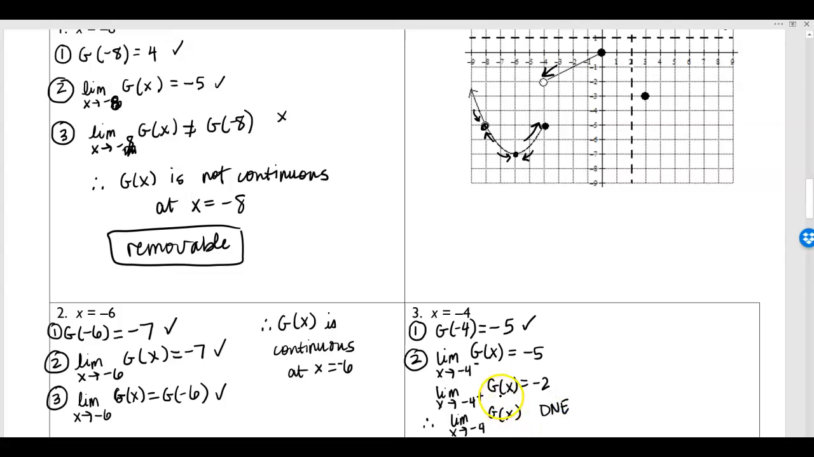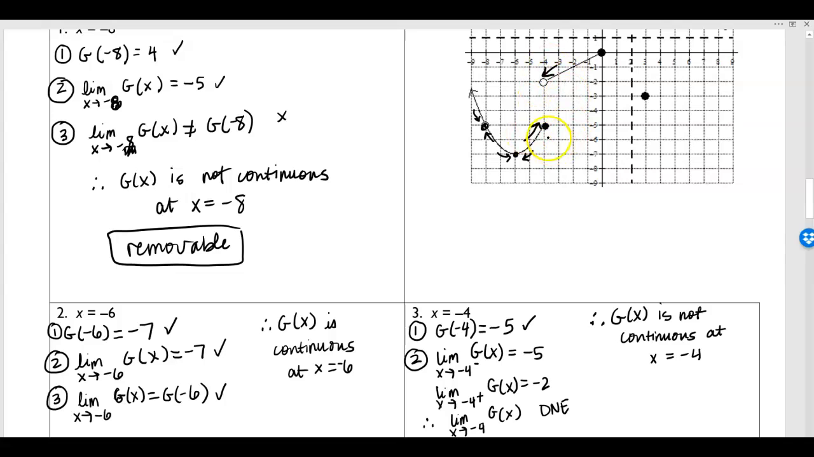Now that wasn't what the question was asking me. It was asking me, is this function continuous? Automatically, if that limit doesn't exist, I can say, therefore, g of x is not continuous at x equals -4.